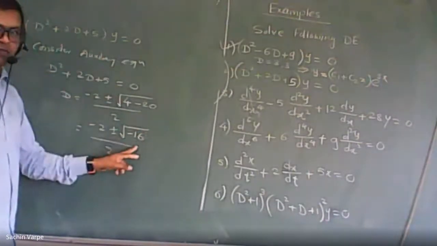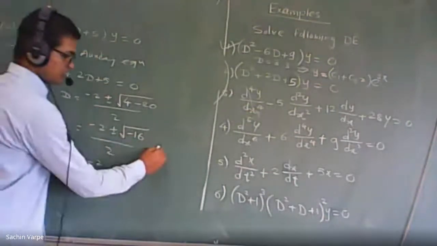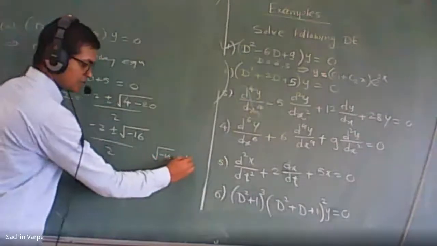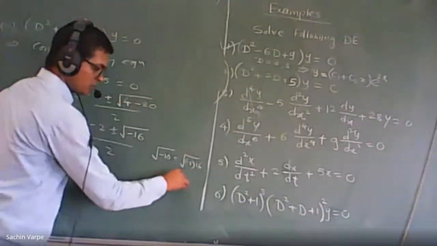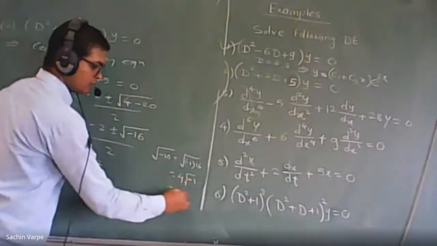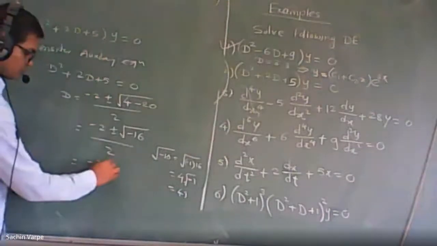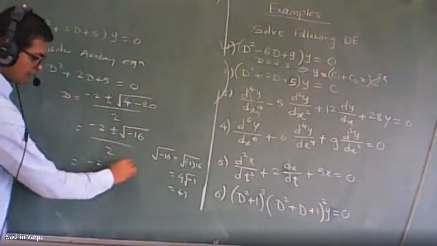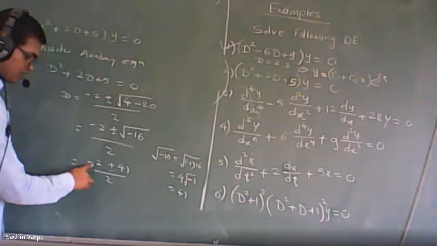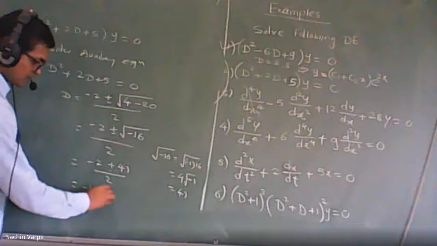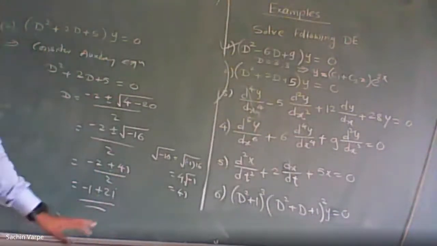So the square root of minus 16, the square root of a negative number, is always a complex number, because root of minus 16 can be written as root of minus 1 into 16, and square root of 16 is 4, and square root of minus 1 we denote by iota. So 4 into i. So minus 2 plus minus 4i upon 2. By separating the denominator, minus 2 by 2 will be minus 1 plus minus 2i. So the roots are purely complex.